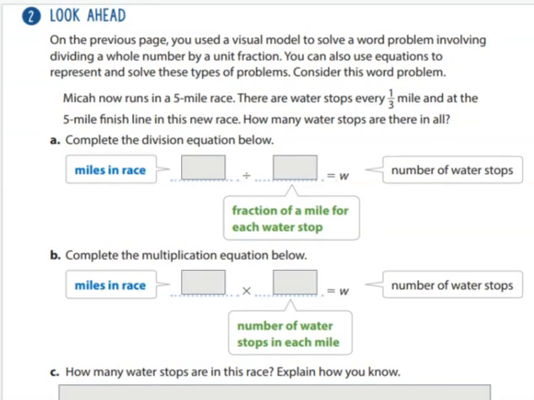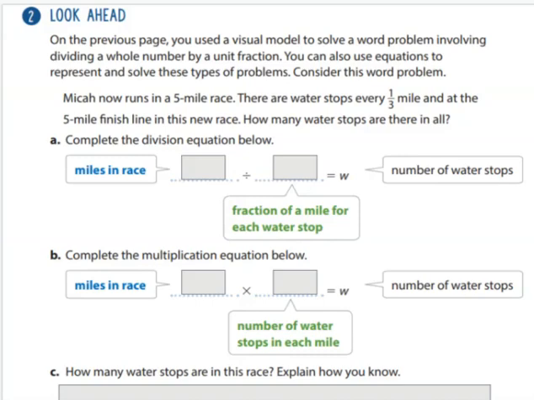All right, welcome back. So again, we're looking at question 2. It says Micah now runs in a 5-mile race. There are water stops every 1/3 mile and at the 5-mile finish line in the new race. How many water stops are there in all?